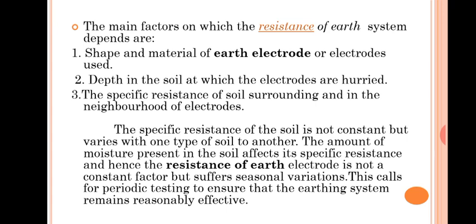The specific resistance of the soil is not constant but varies from one type of soil to the other. The amount of moisture present in the soil affects its specific resistance. Hence, the resistance of the electrode is not a constant factor but suffers a seasonal variation. This calls for periodic testing to ensure that the earthing system remains reasonably effective.